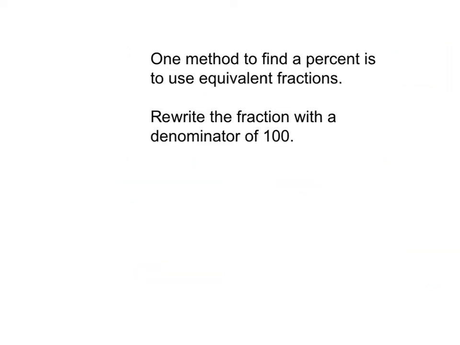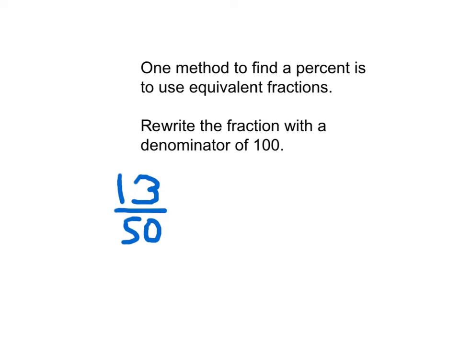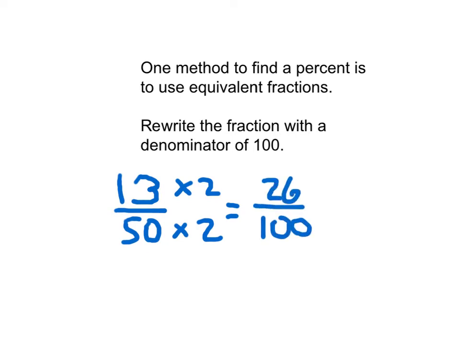So from the previous screen, we can say that to find a percent, we can use equivalent fractions, where we rewrite the fraction with a denominator of 100. If we had the fraction 13/50ths, to find an equivalent fraction, we would multiply the numerator and denominator by 2 so that we get a denominator of 100. Then 26 hundredths, which as a decimal is 0.26, which as a percentage is 26%. So we have now found that percentage by using an equivalent fraction, rewriting the fraction so that it had a denominator of 100.